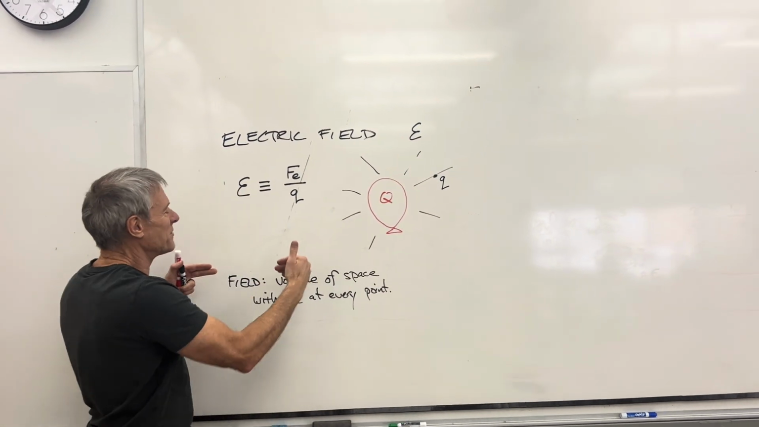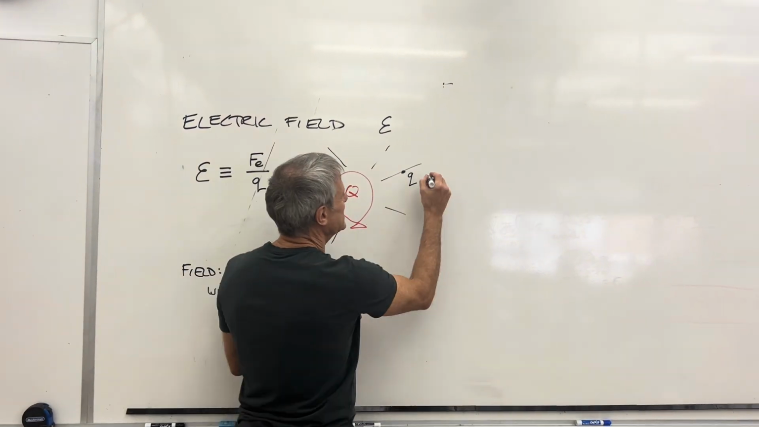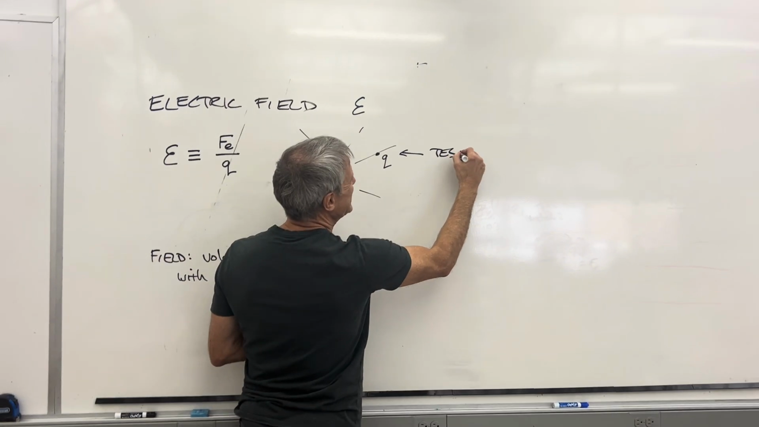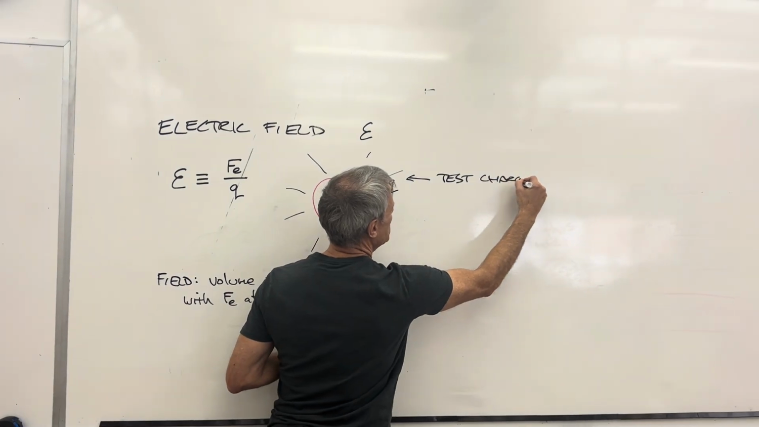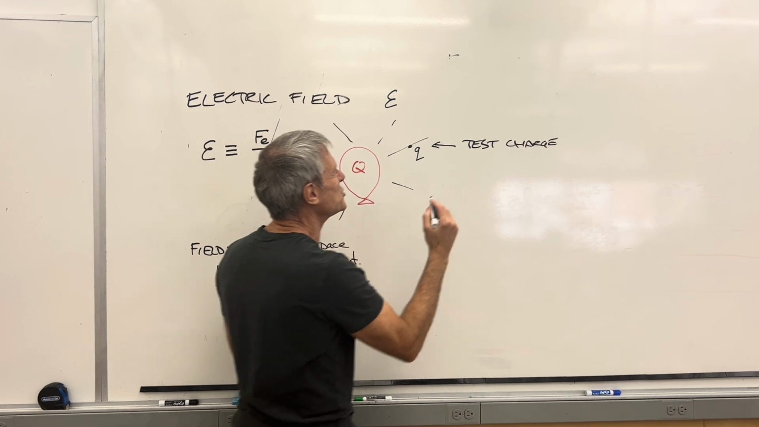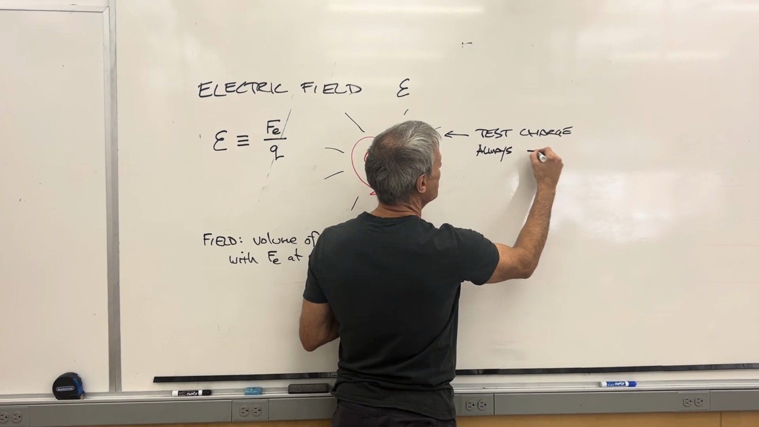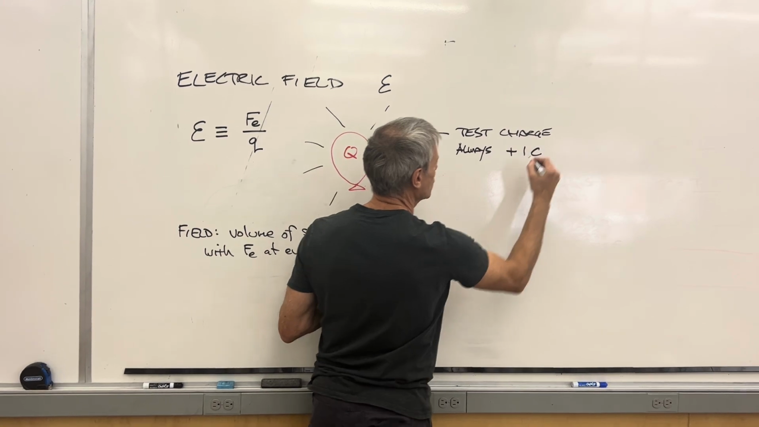For the case of an electric field, we need a definition. It's called a test charge. That is, you're going to put this thing in the field to see how strong the field is. A test charge is always, without exception, by definition in fact, positive 1 coulomb.